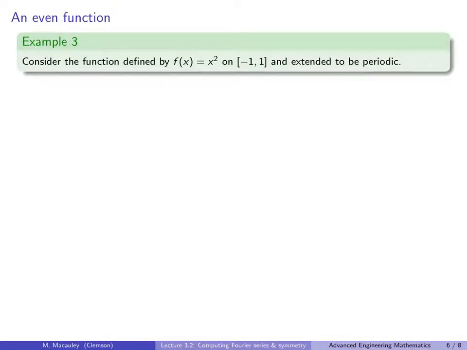Example 3. Consider the function defined f of x equals x squared on negative 1 to 1 and extended to be periodic. So let's draw a picture of this. Now this looks like a parabola, and it just repeats like that. So this is 1, this is negative 1, and this is 1. Notice I didn't have to worry about defining this on an open interval or on the boundary because this function is actually continuous. So I didn't have to worry about these breakpoints.